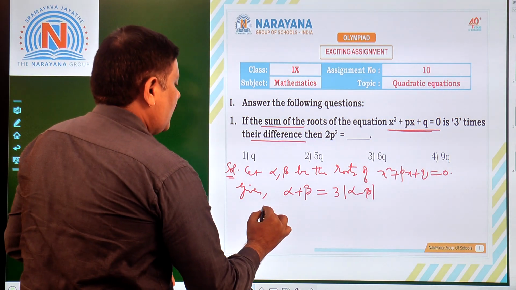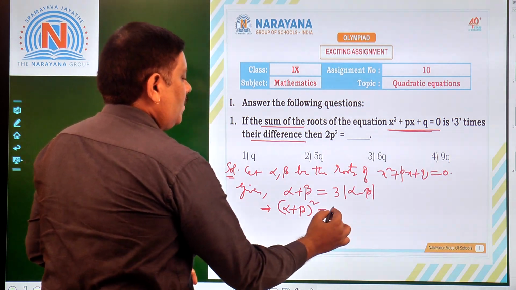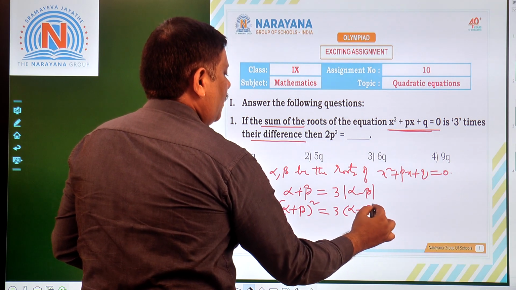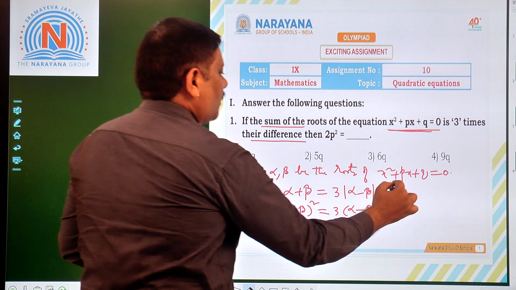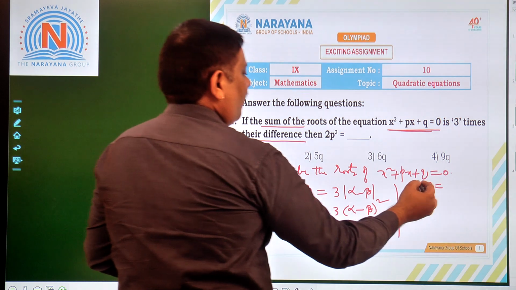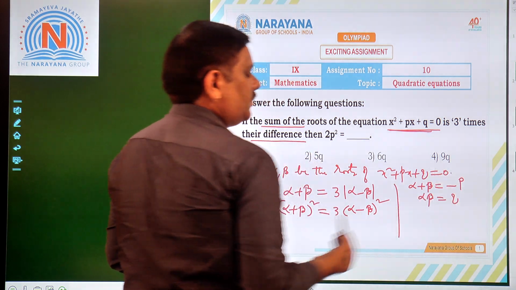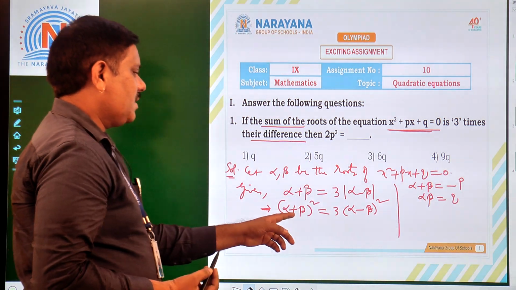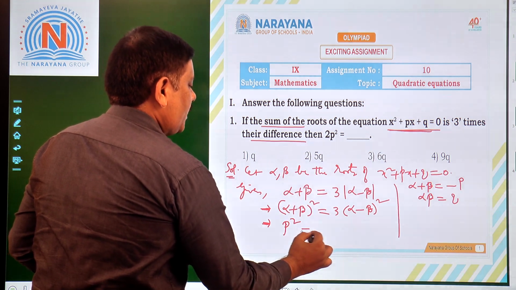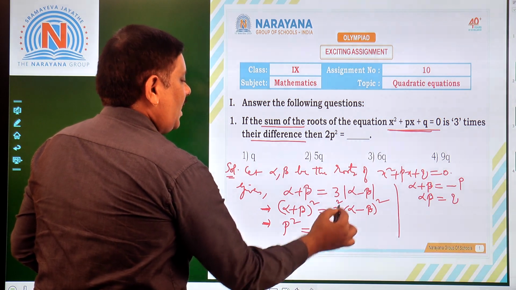Now let us square on both the sides. That is alpha plus beta whole square is equal to 3 times alpha minus beta whole square. We know that alpha plus beta is going to be minus p, and alpha beta is going to be q, the sum of the roots and product of the roots. So alpha plus beta whole square is p square, equal to 3 square, we have to write 9 times alpha minus beta whole square.